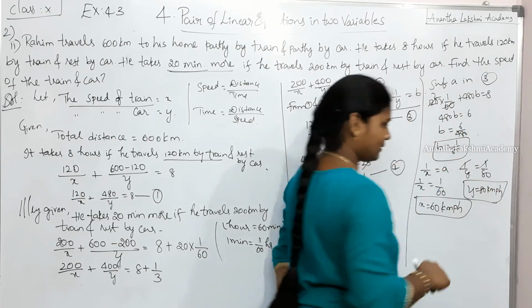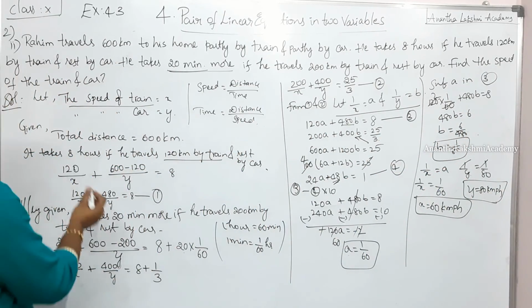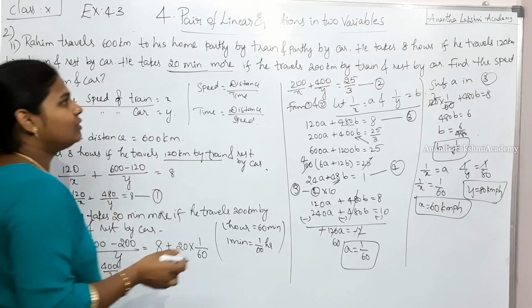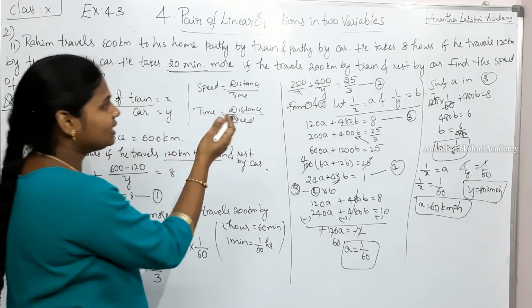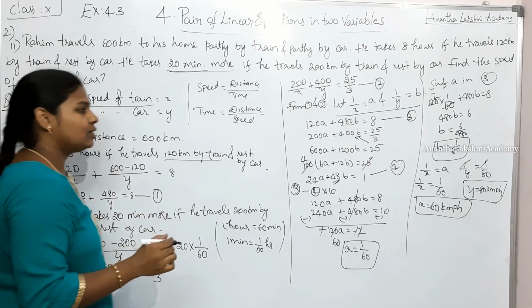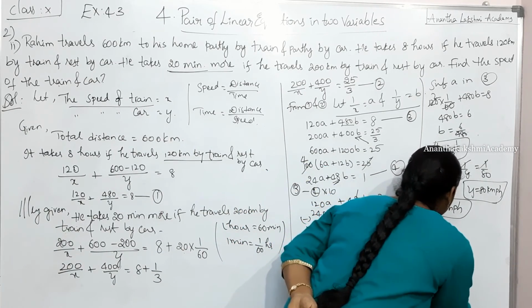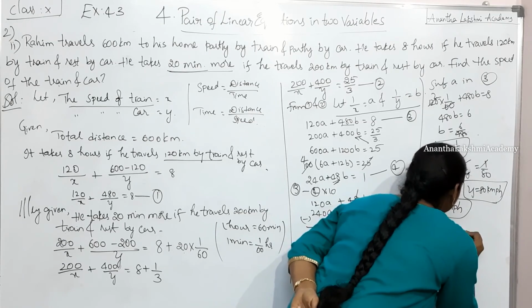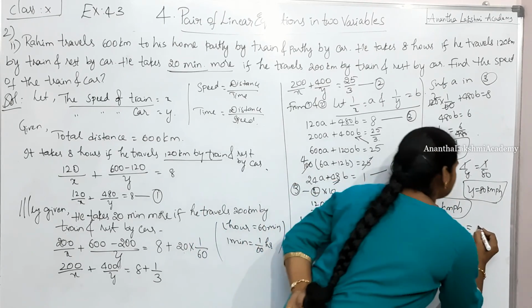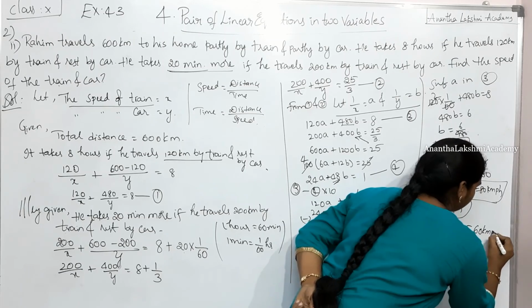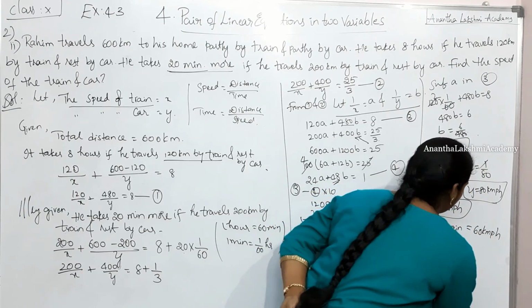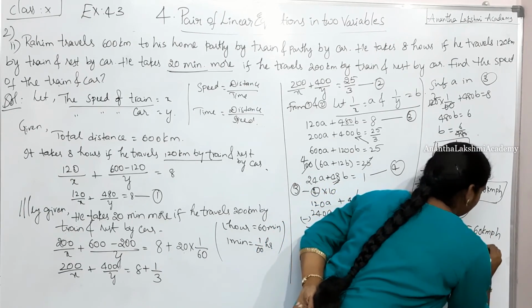So we got x and y. What is x? The speed of the train. That is what we are asked to figure out. Find the speed of train and car. So the speed of train is equal to, train only, no, x, yes, 60 kilometers per hour, and the speed of car is equal to 80 kilometers per hour.